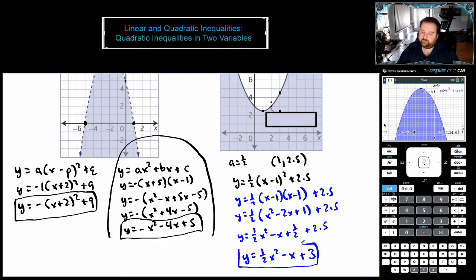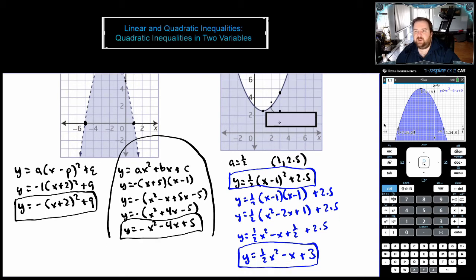So here we have general form, and here we have vertex form. Now you would only have to show me one of them. I wouldn't ask you to give me both equations, but now you know how to do it, just in case you were curious how to find it the other way. You just expand your vertex form.